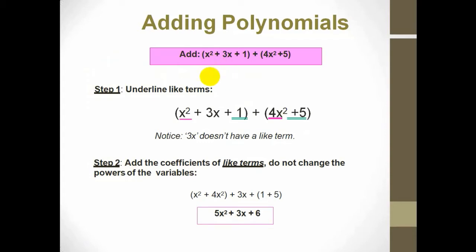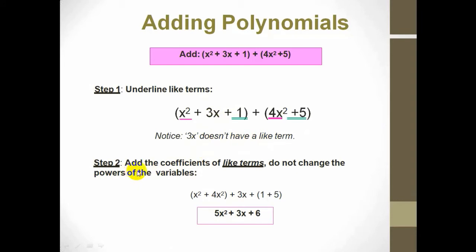Now today we are going to discuss how to add, how to subtract, and how to multiply polynomials. There are two polynomials, x square plus 3x plus 1 and 4x square plus 5. How to add these two polynomials? In the first step, first of all, underline the like terms. x square and 4x square are like terms. Similarly, the constants 1 and 5 are like terms. So first of all, underline the like terms. 3x does not have any like term.